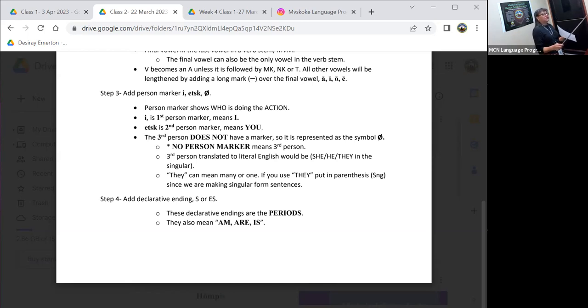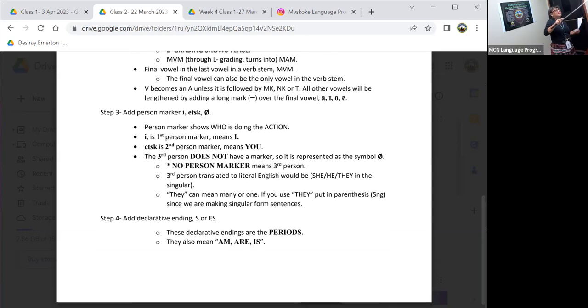The third person, translated literally to English, would be he, she, they, and it. You can mark it in the singular. So you're talking about they, okay, like, who made this? Well, they're over there. So it's still a singular person because we are still doing singular. All right, number 4, add the declarative ending S or ES. The declarative endings are also periods and they mean am, are, and is.